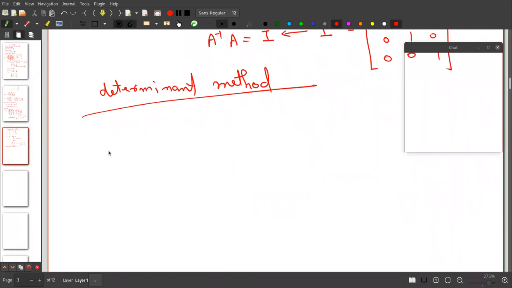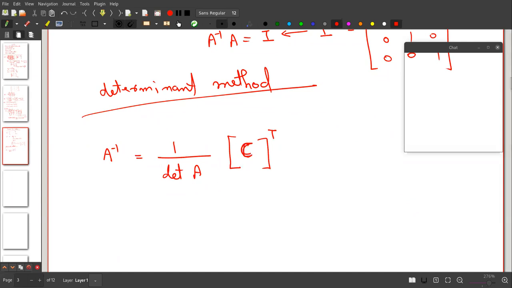What does the determinant method say? The determinant method says that if you want to calculate the inverse of some matrix, you divide the transpose of the cofactors by the determinant of A. So you calculate the cofactors of A, then you take the transpose and you divide by the determinant of A.